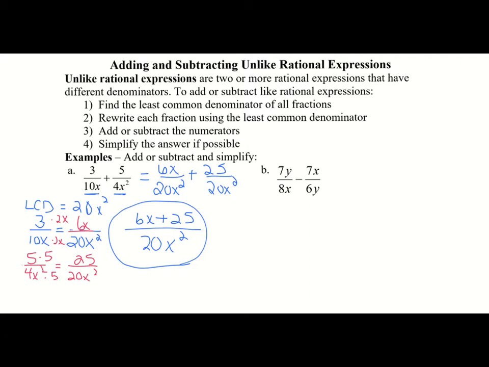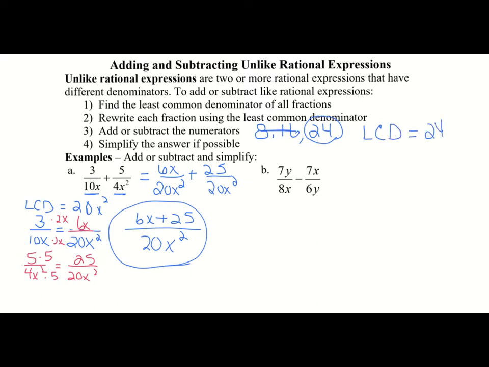All right, let's look at B. For 8 and 6, my common denominator here, if I think about my multiples of 8, we have 8, we have 16, we have 24. And if I look at those, I know 8 and 16 don't work with 6, but I do know 24 does. So for my LCD, I'm going to use 24.